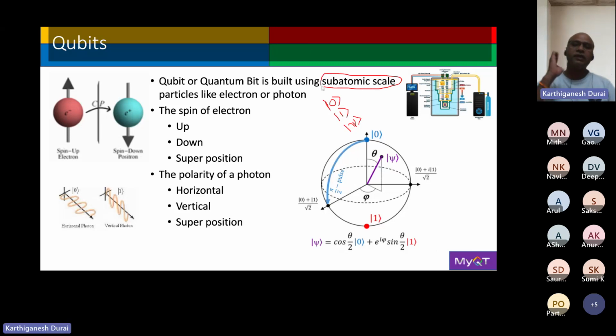The word subatomic scale indicates that we are going into the particle level, like electron, proton, neutron, something like that. We are going into that level and manipulating those properties of those fundamental particles. Now you can imagine how deep we are going into the atomic scale, subatomic scale. Those things are called quantum realm. Or it is a movie term, but we are going into subatomic scale.